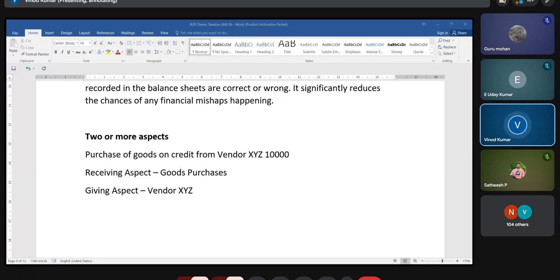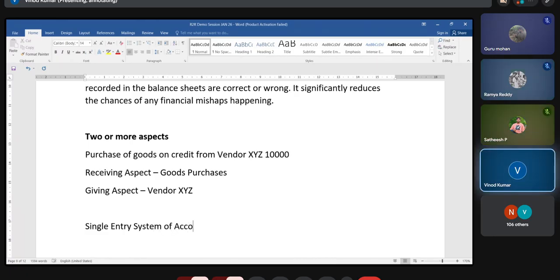So for every transaction, there are two or more aspects. Previously, companies used to follow the single entry system of accounting.